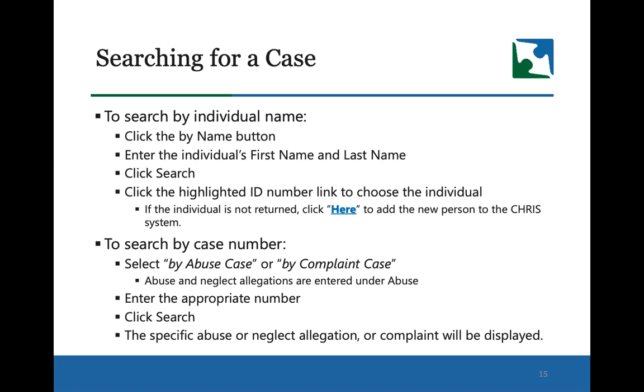CRIS has the functionality to search for a case by individual name or abuse or complaint number. If an individual is known to have been entered in CRIS, but the individual is unable to be found by entering their name, try searching by adding one space before the first name. So hitting the space bar one time and then re-entering that individual's name. Be mindful though, when entering an individual into CRIS for the first time, do not put a space before their name. Also, do not create multiple entries for the same individual.